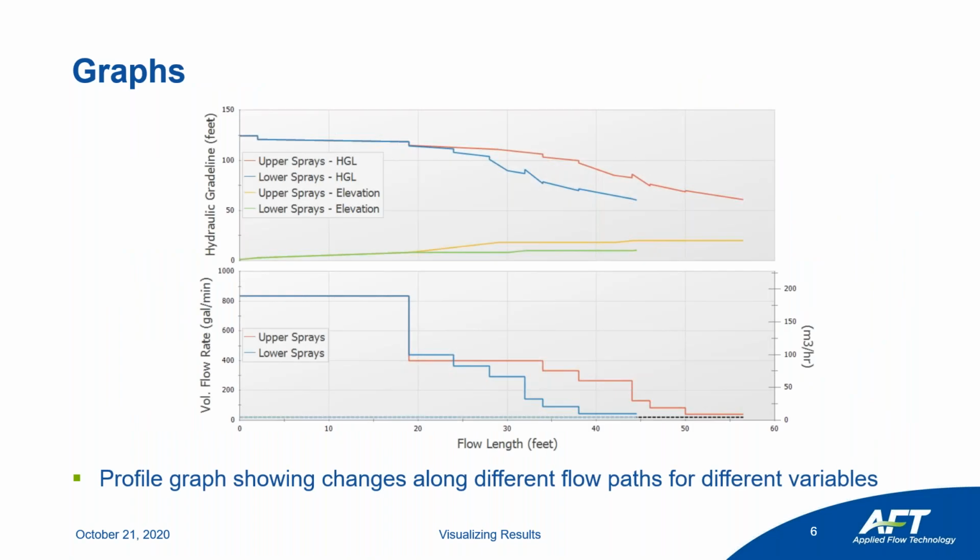Now we'll take a look at our graphing features. So the first type of graph we're going to look at is a profile graph. This is kind of the most level of complexity that we want to look at with this specific graph. So here we have a stacked graph because we have two different graphs sharing the same x-axis. We have a multi-parameter graph because we're graphing both HGL and elevation up here. And we have a multi-path graph, so we can compare the path of the upper sprays compared to the lower sprays for flow rate and hydraulic grade line. So this is kind of the most complex profile graph you can add.